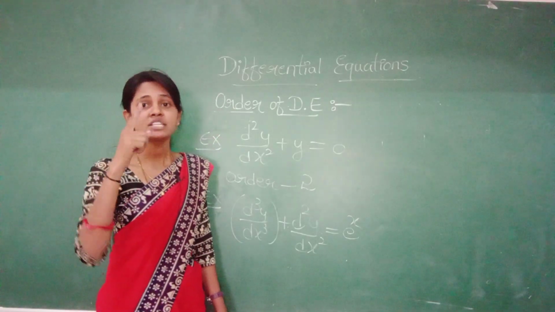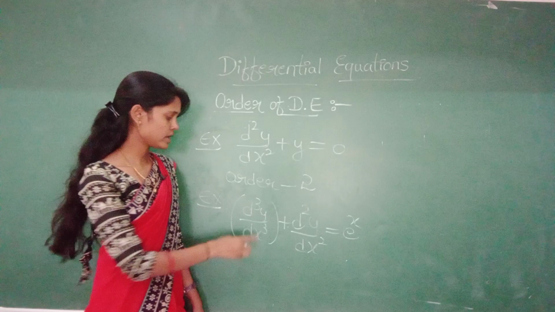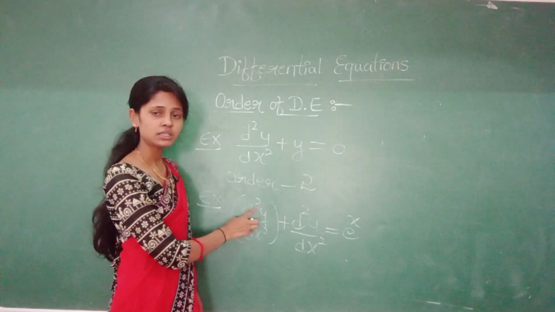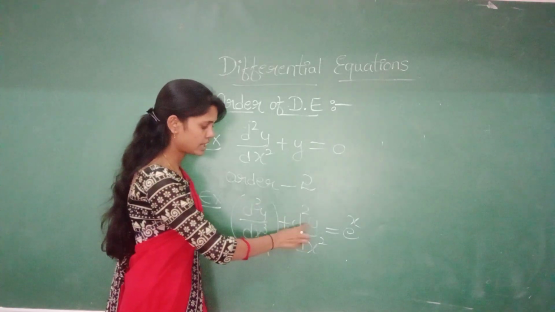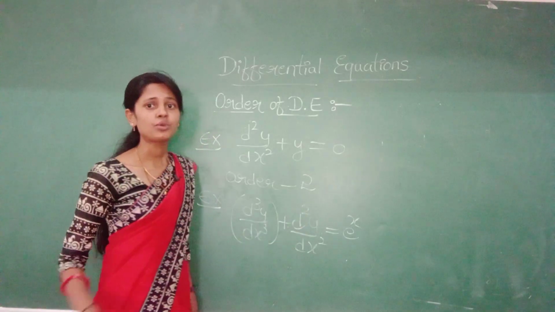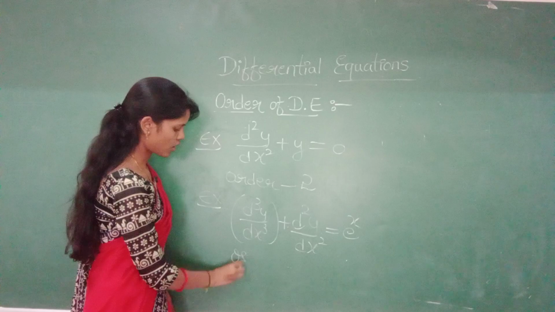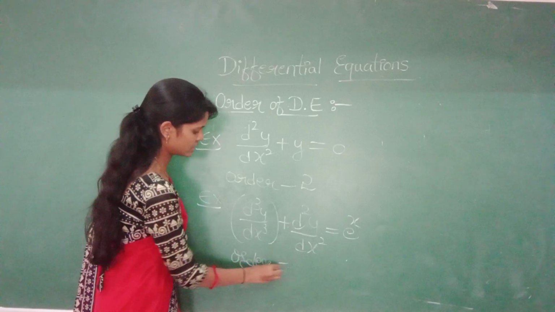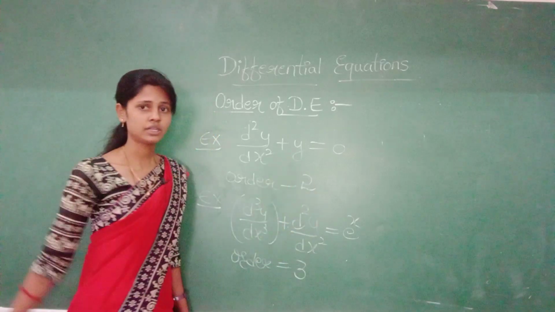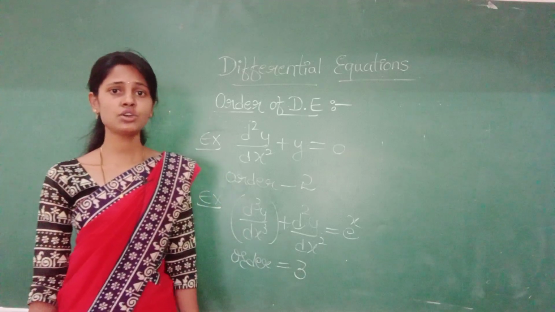And what is the highest power of the derivative? So here the power of the derivative is 3, and here the power of the derivative is 2. So therefore 3 is the highest power. Therefore the order of the given differential equation is what? 3. Right? Is it understood? Right.